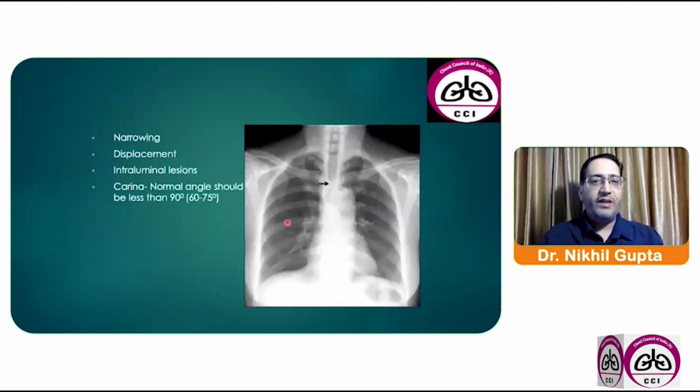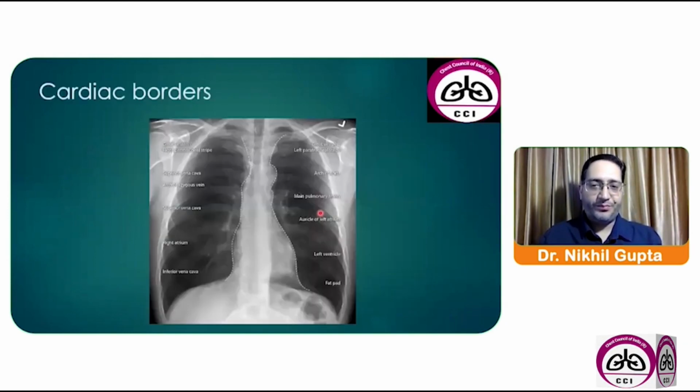In this X-ray, we can see narrowing and displacement of the tracheal shadow due to an intraluminal lesion. The normal carinal angle should be less than 90 degrees, 60 to 75 degrees.